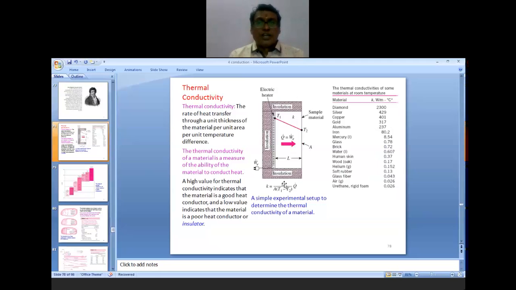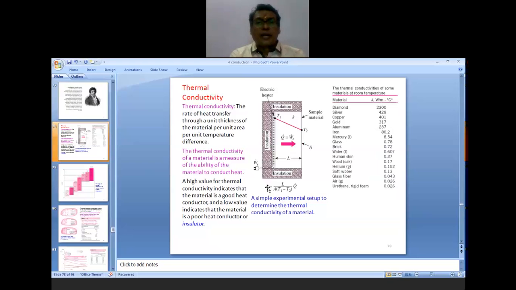So this is the rate of heat transfer through a unit thickness of material per unit area A, per unit temperature difference. This is what K, thermal conductivity, is defined as.